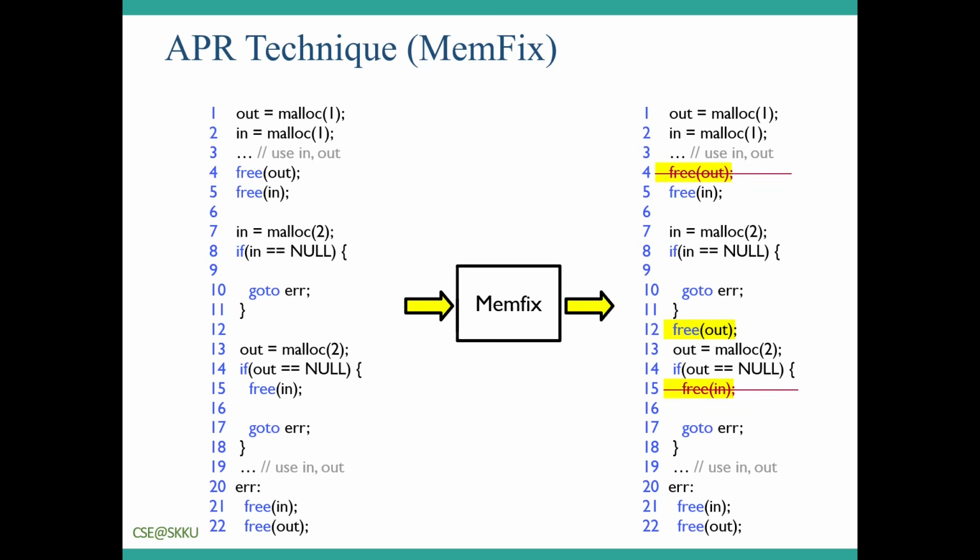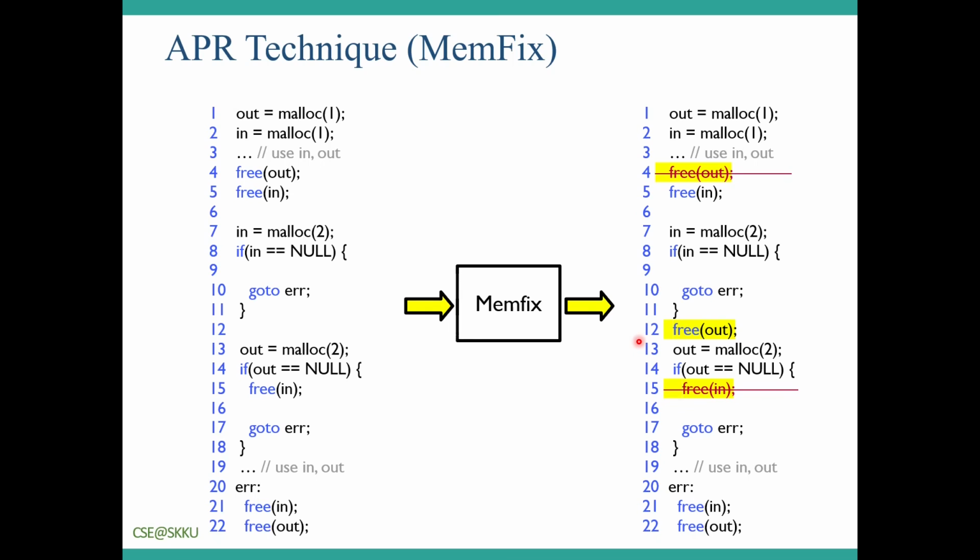First, let's start by looking at the output produced by MemFix. As you can see, MemFix fixes the double-free errors with just two simple changes compared to the original buggy code. It removes the free(in) call at line 15 and moves the free(out) statement from line 4 to line 12. So the core idea behind this patch is to deallocate buffers right before they are reallocated. A simple and minimal solution for the original problems.